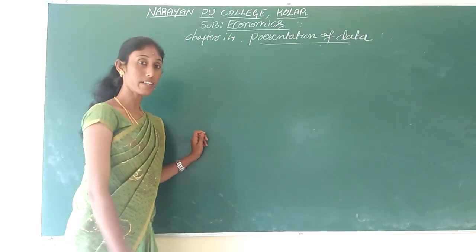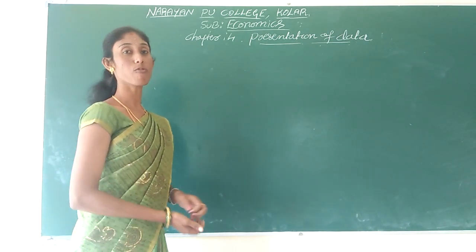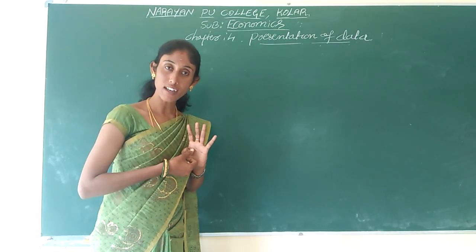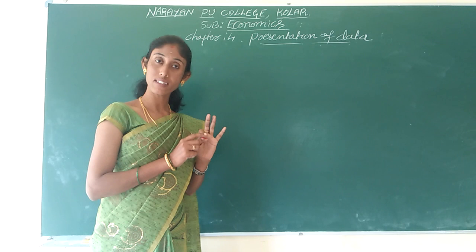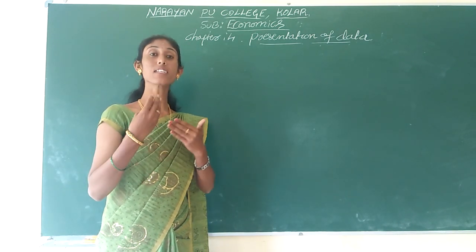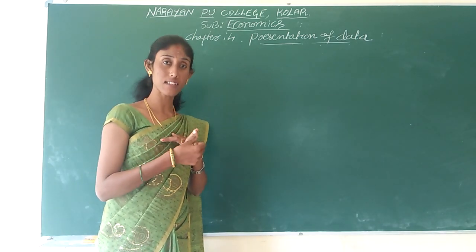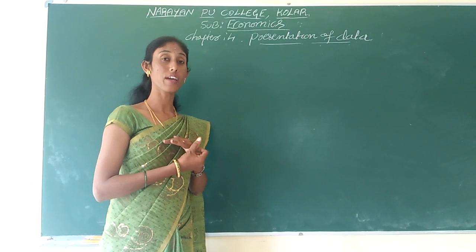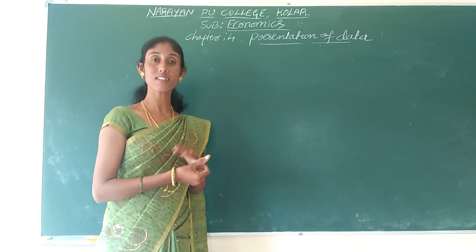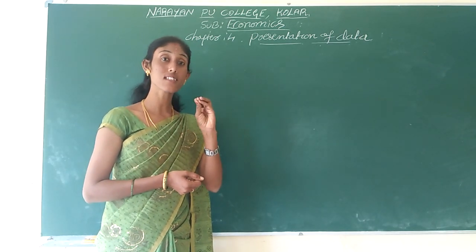We already know that in a statistical study there are mainly 5 steps. First one, collection of data. Second one, organizing the collected data. Third step is presenting the data. Fourth main step is analysis. And at last, drawing a conclusion or interpretation of data. These are the 5 main steps involved in a statistical study.